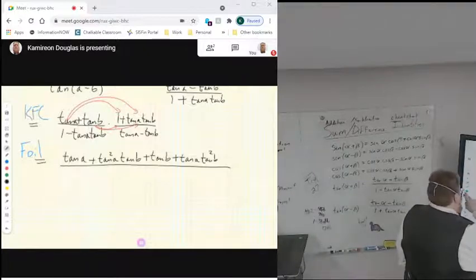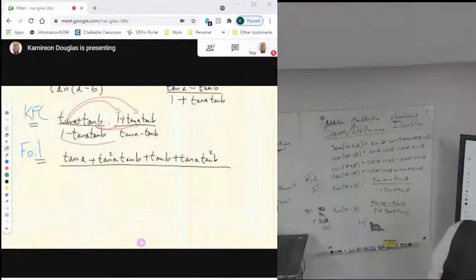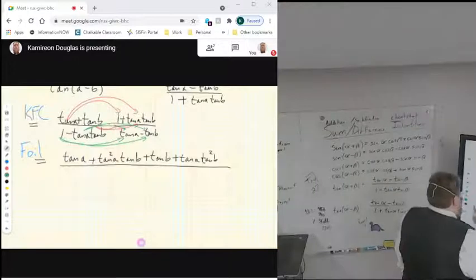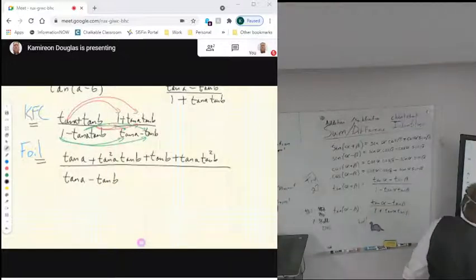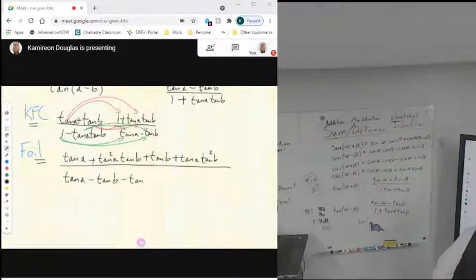On bottom, I take 1 times tangent of A, 1 times negative tangent of B. I then take negative tangent A tangent B times tangent of A, negative tangent A tangent B times tangent B. And let's see what happens. 1 times tangent of A is tangent of A. Plus 1 times negative tangent of B would be negative tangent of B. Negative tangent A tangent B times tangent A would be negative tangent A squared tangent B. Negative tangent A tangent B times negative tangent B would be plus tangent A tangent B squared.